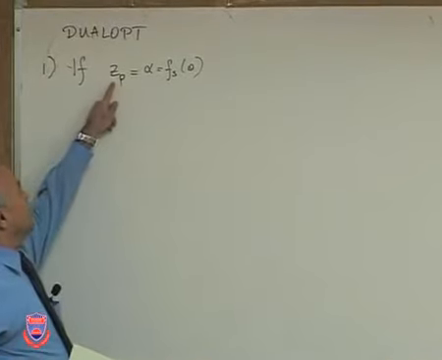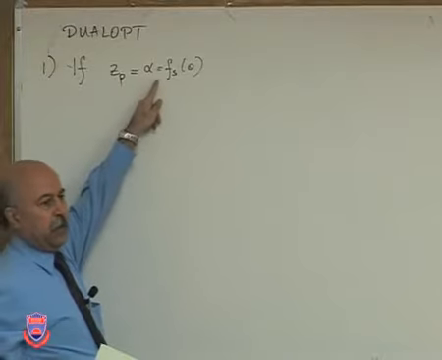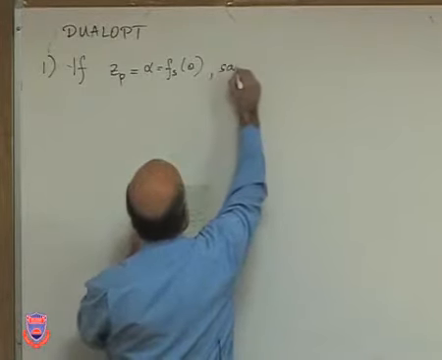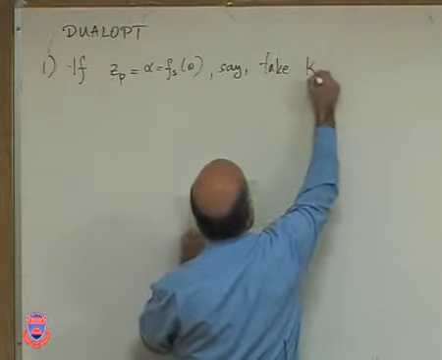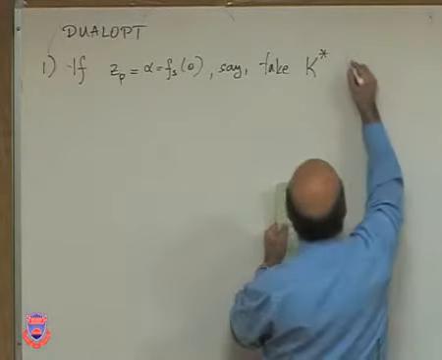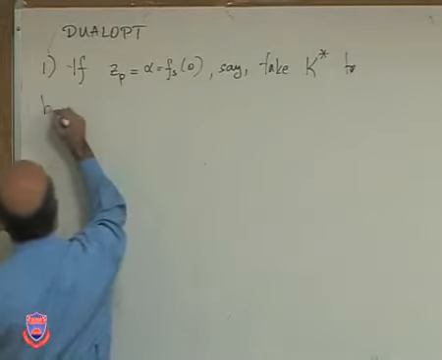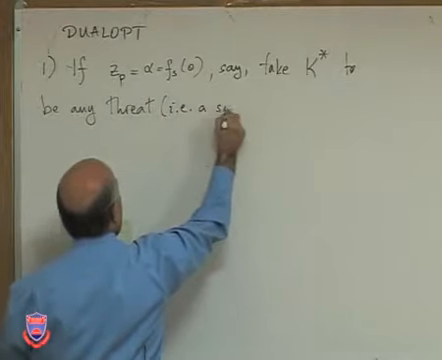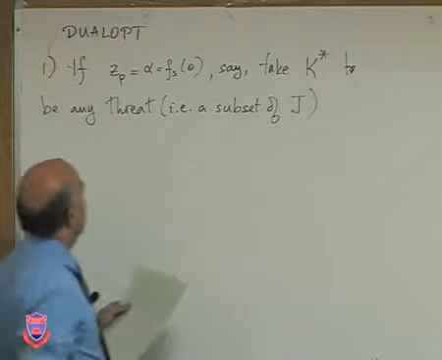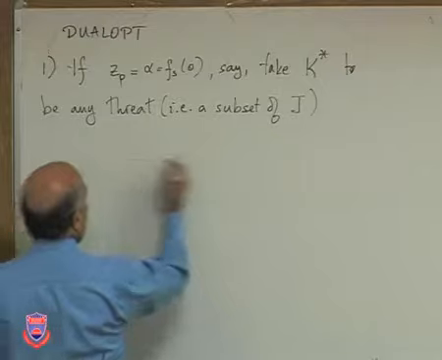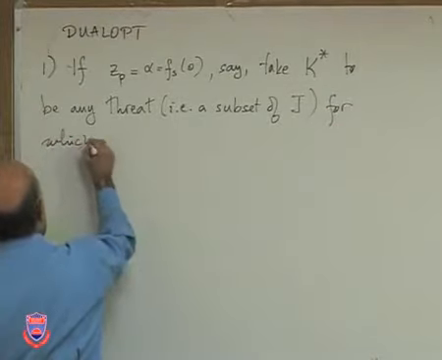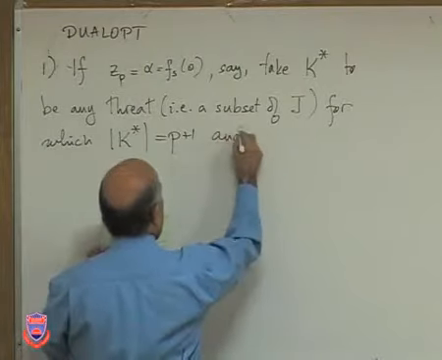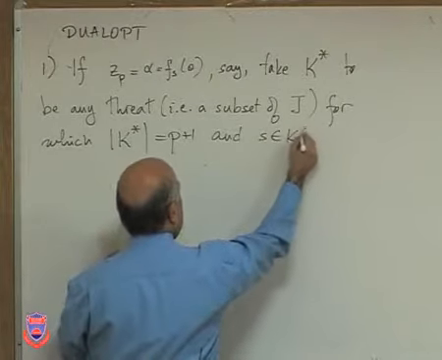If the p-center optimal objective value is alpha, which is the maximum of the Fi0 values, and suppose the maximizing index is S, if this is the situation, then we take the optimal solution, the dual solution, K star, to be any set for which the cardinality of the set is p plus 1, provided that the index S is in K star.